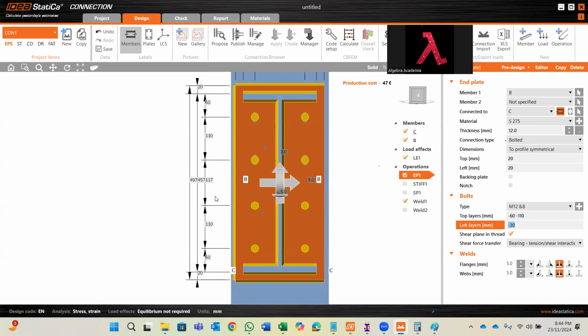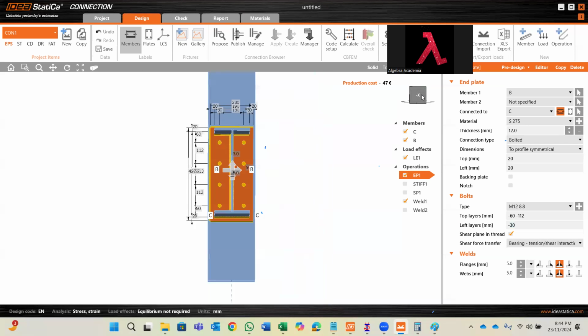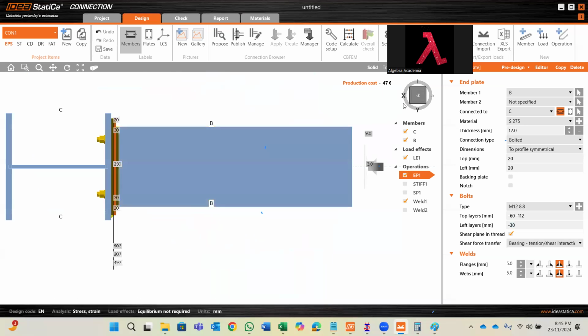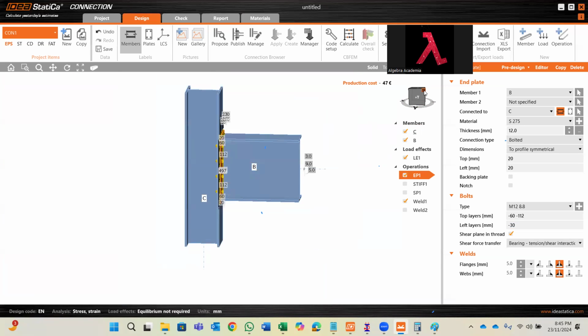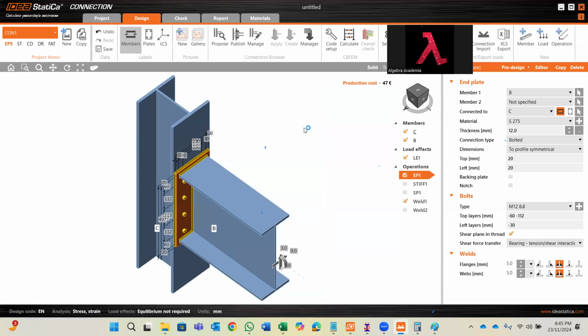So 117, 110 actually. I can make it like 110 plus 117 plus 110, divided by 3, which is 112, right? So I can make it equalized. So is it clear, right?